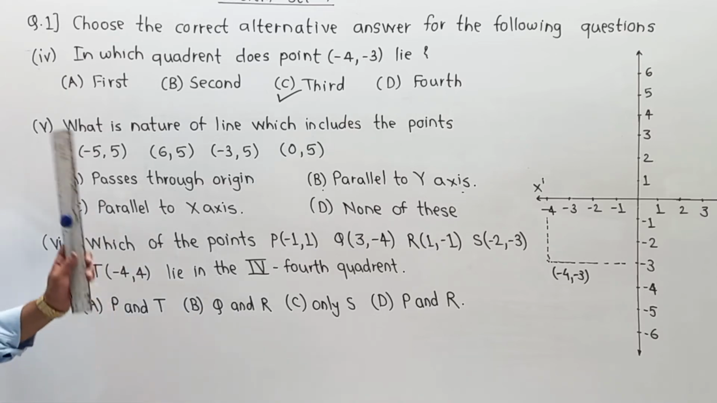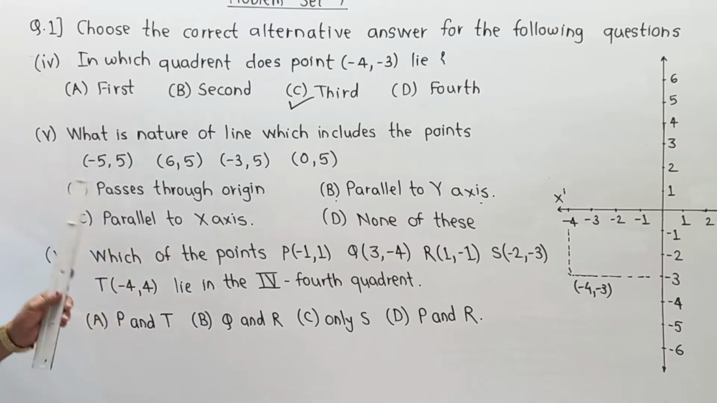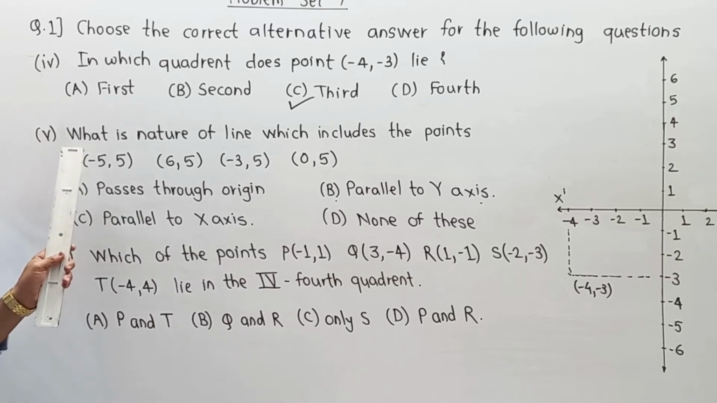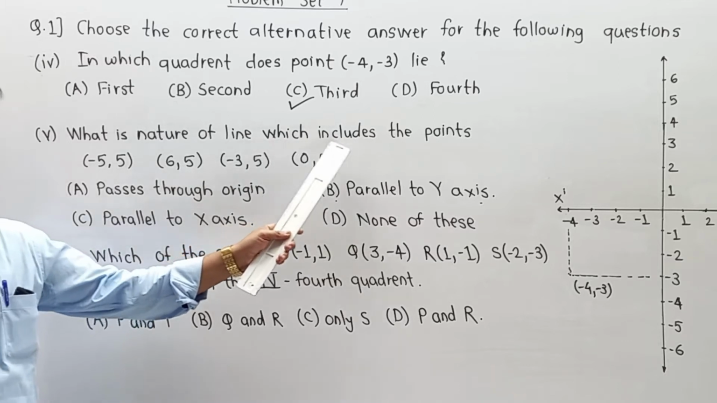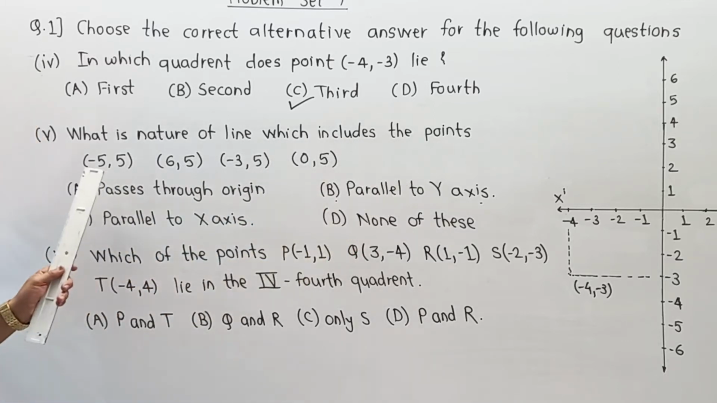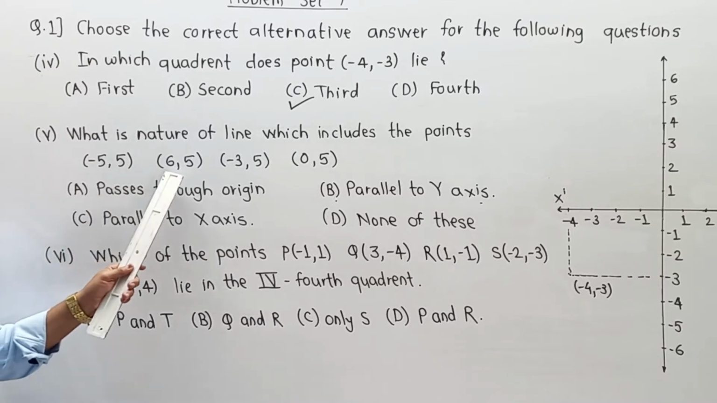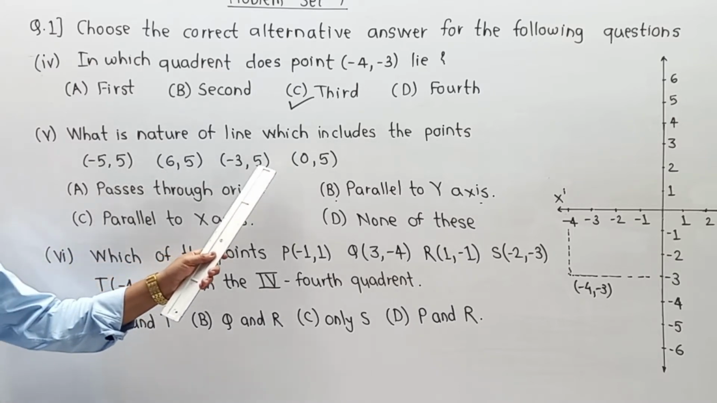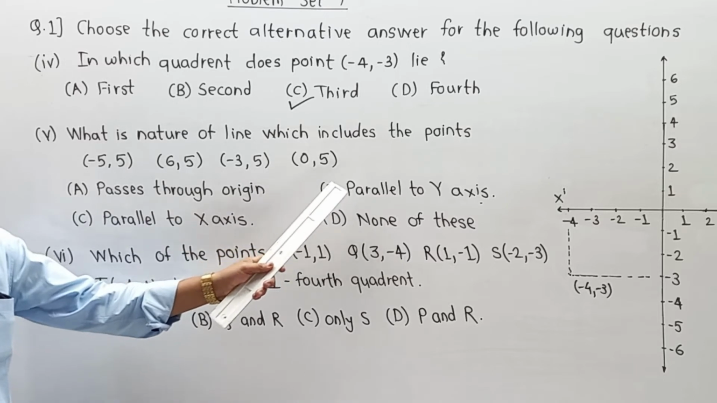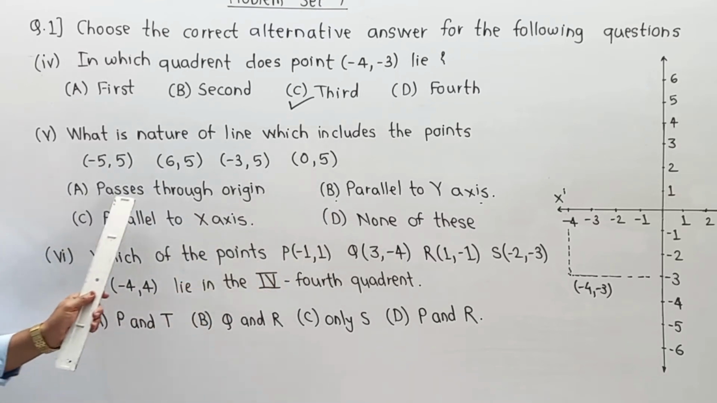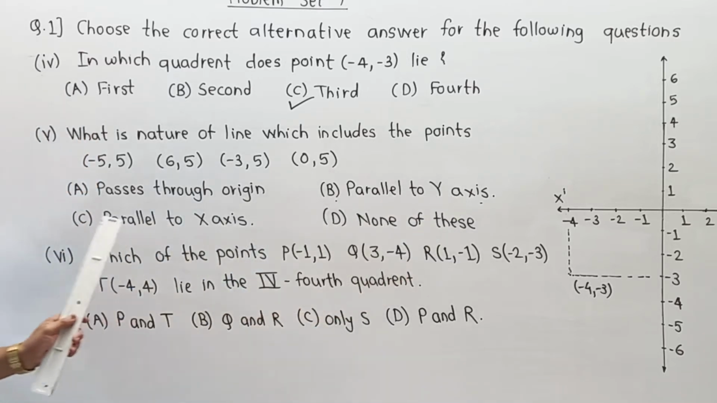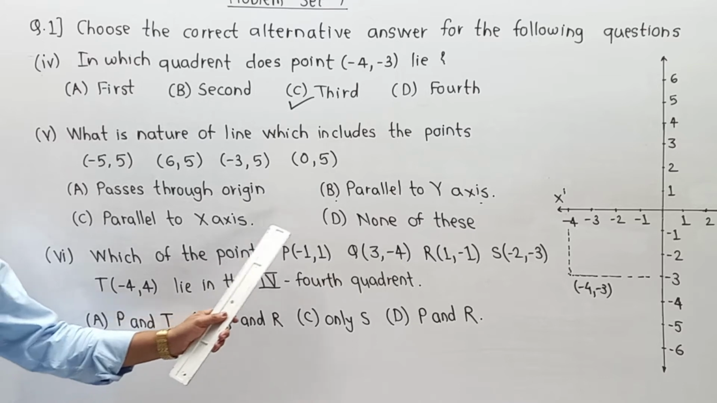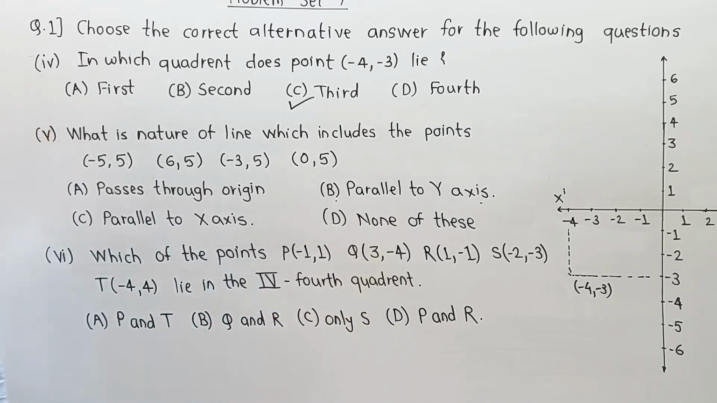Now similarly, moving to the next question, question number 5. What is the nature of the line which includes the points -5, 5, 6, 5, -3, 5, 0, 5? The options are A, passes through origin; B, parallel to y-axis; C, parallel to x-axis; and D, none of these. Again, we have to properly understand the part over here.